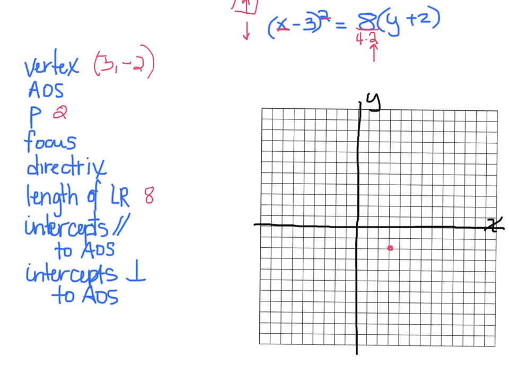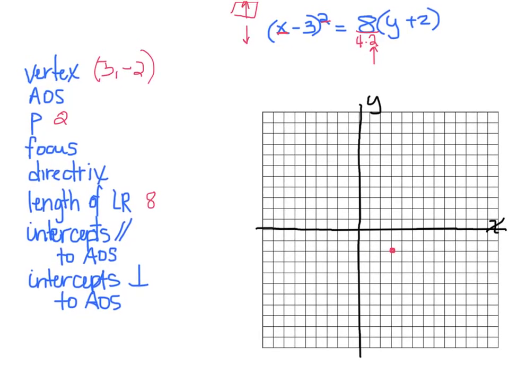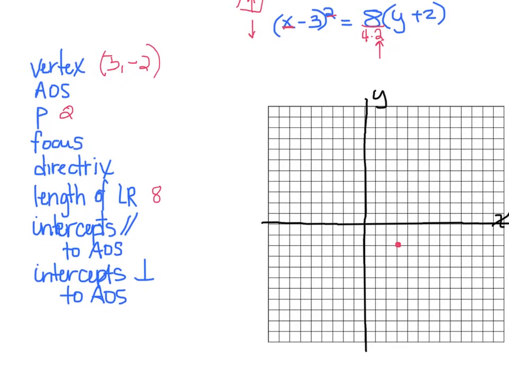And I'm going to go to the focus. I know that p is 2. So I know my focus is 2 above the vertex, and my directrix is 2 below it. So my directrix is going to be here. My directrix would be y equals negative 4. My focus is (3, 0). Okay, now I'm going to do the latus rectum, which we said was 8. So I'm going to go 4 units to the right and 4 units to the left. And I'm going to connect that into my parabola.